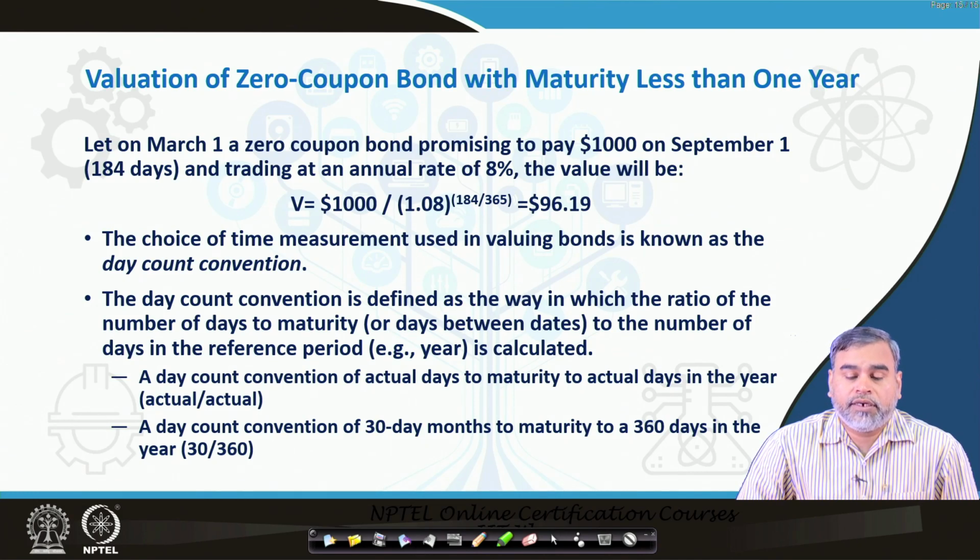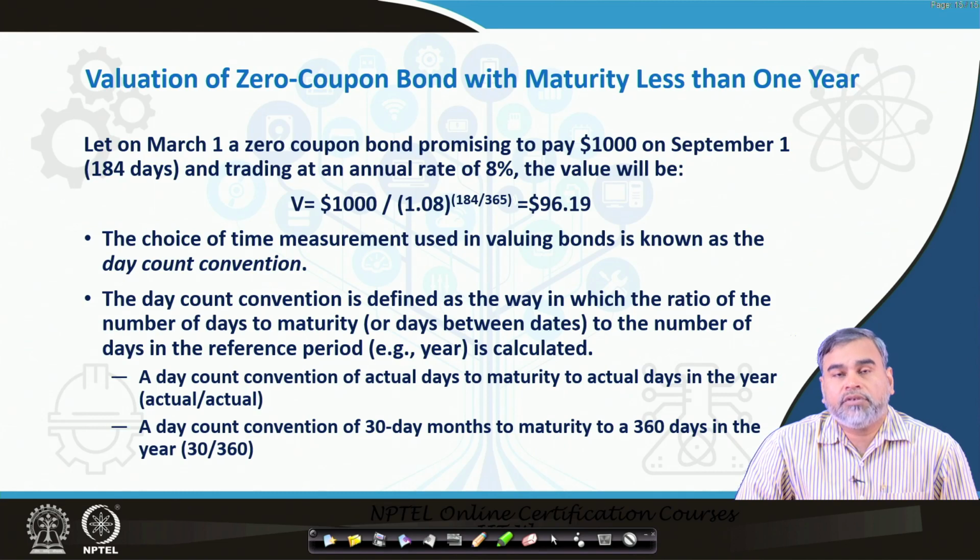Because it is only 184 days from March 1 to September 1, we have to discount it with respect to that time period. Then the value of the bond will be 1000 divided by 1.08 to the power 184 by 365. Because there are 365 actual days, 184 by 365, that will give you 96.19.